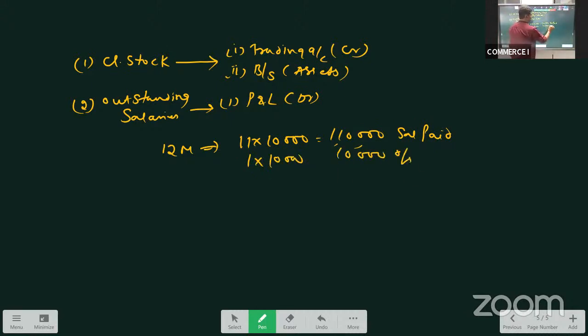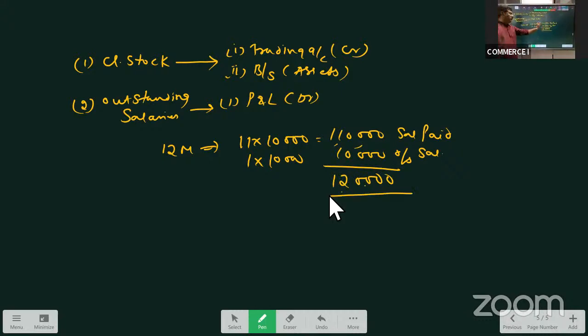This amount is called outstanding salary. While preparing the P&L account, we have to show a total of 1,20,000. What is the salary paid? 110. How much is still to be paid? 10. But while preparing the P&L account, we have to show a total of 1,20,000, and then again, we have to show this 10,000 as an obligation, as a liability, because it is not yet paid.